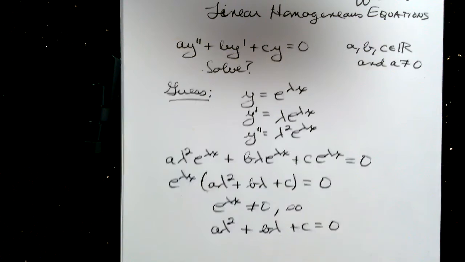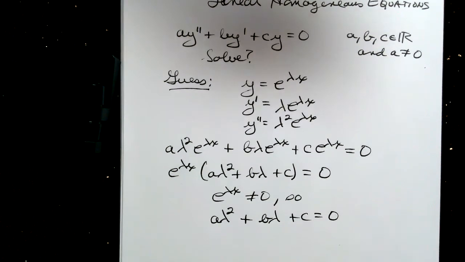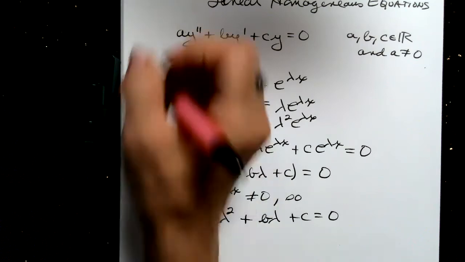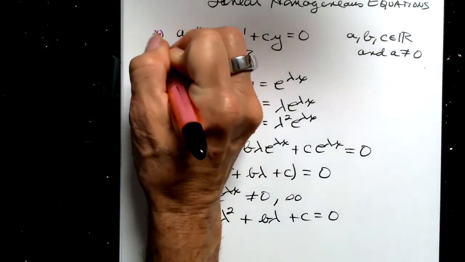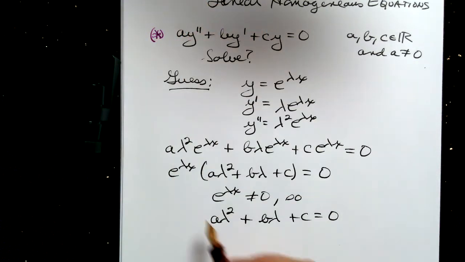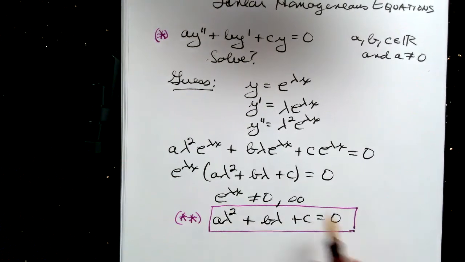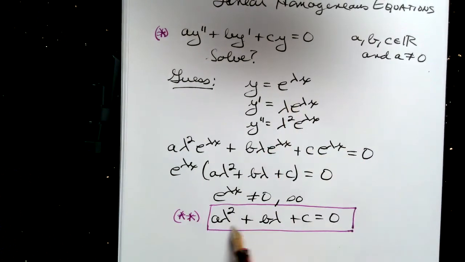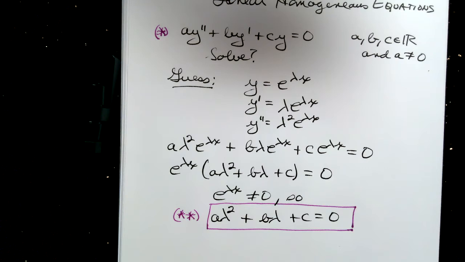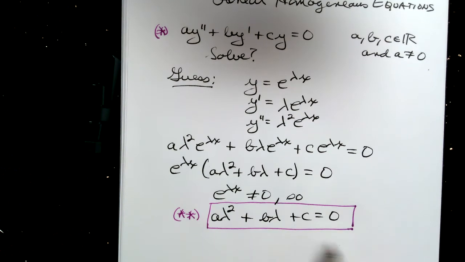So notice we went from an ordinary differential equation, this is the one we want to solve, so let me call that asterisk, and now we've reduced that to solving this quadratic equation. In other words, e^(λx) will be a solution if λ satisfies this. So λ has to be a solution of the quadratic equation.